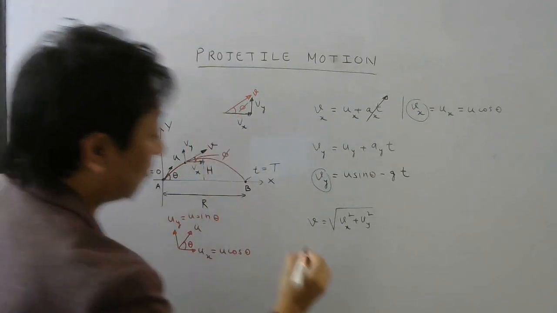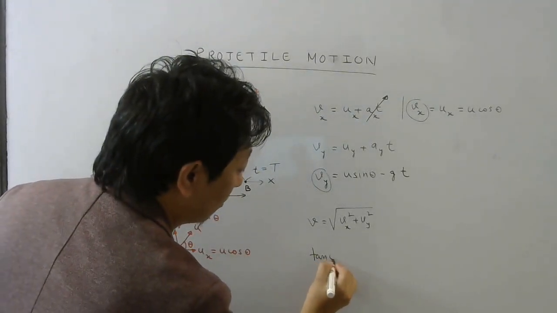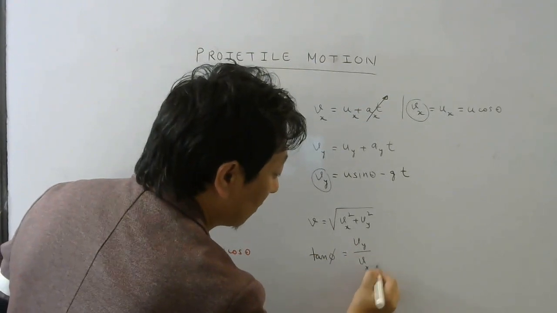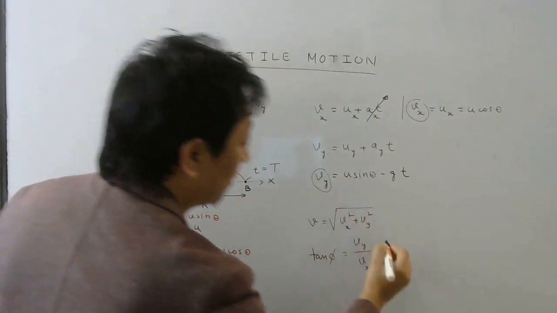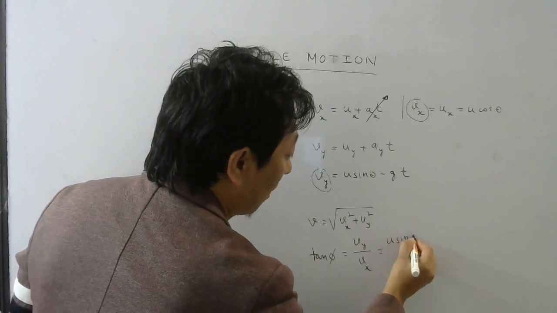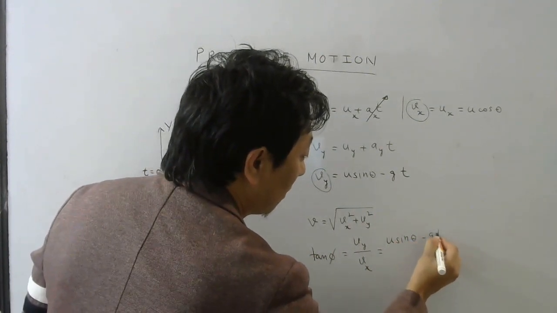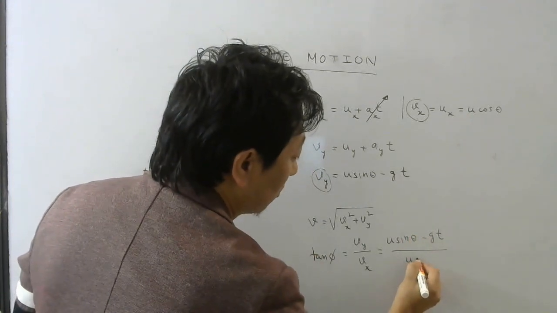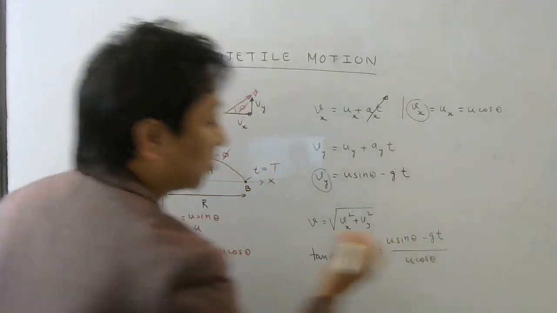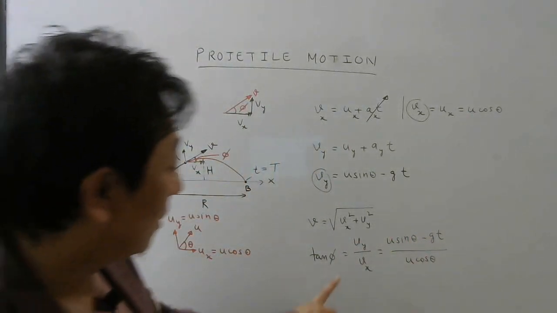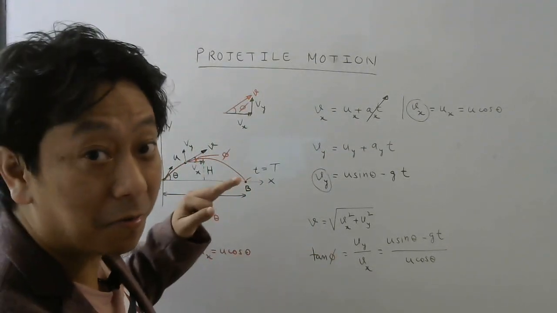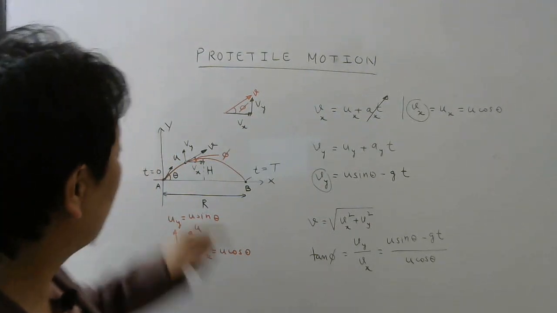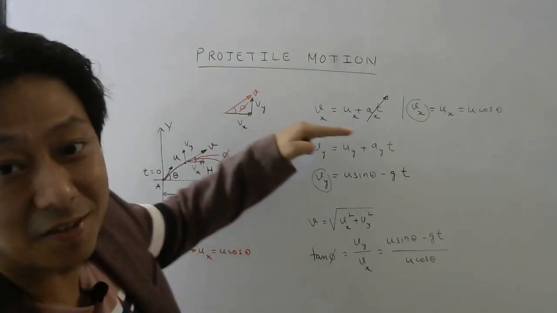So I can write tan phi as equal to Vy divided by Vx. And Vy, you know, is u sin theta minus gt, and your Vx is your ux, which is u cos theta. So this formula can be used to find the angle made by the final velocity after time t, with which axis the angle is made, with the x-axis, right?